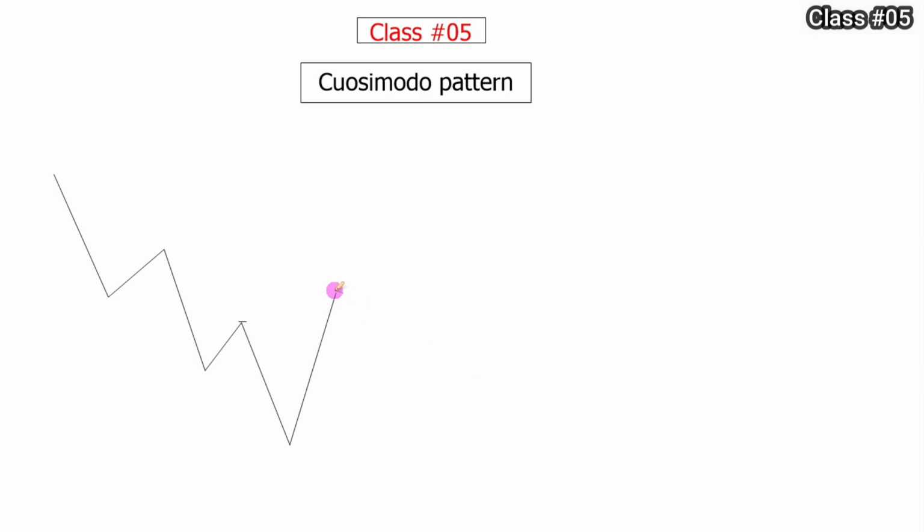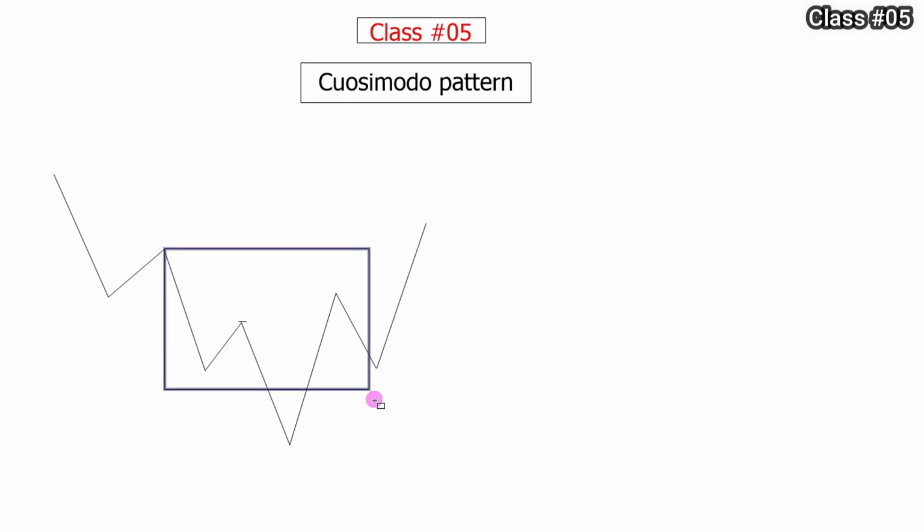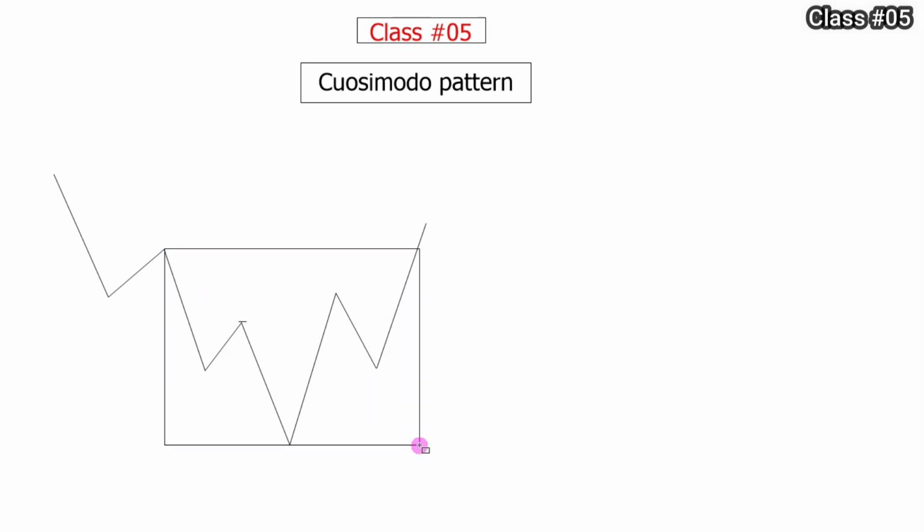So the market can go upside after breaking this lower high point. Basically this wave shows a weakness in the downtrend because it is breaking its last support and structure. So if the market reverses from this head and shoulder point and then again breaks above this higher high point, it means that now we are in an uptrend, and this pattern is called the cuosimodo pattern. If the market breaks and closes its last support and reverses from the head and shoulder zone, this is a cuosimodo pattern.